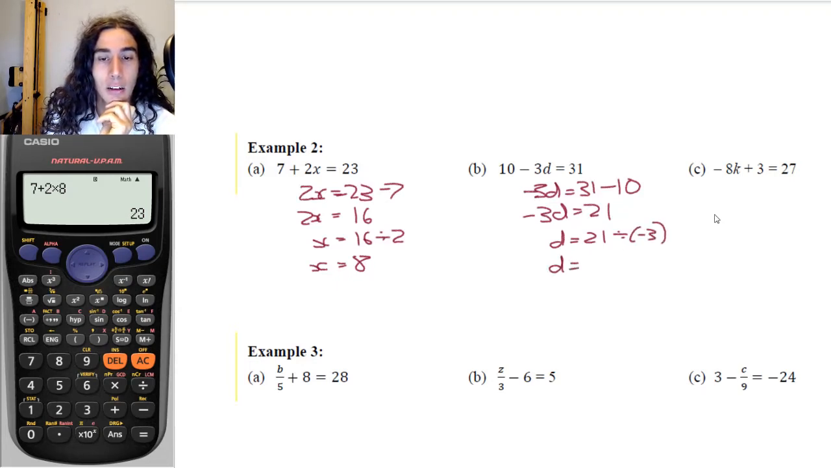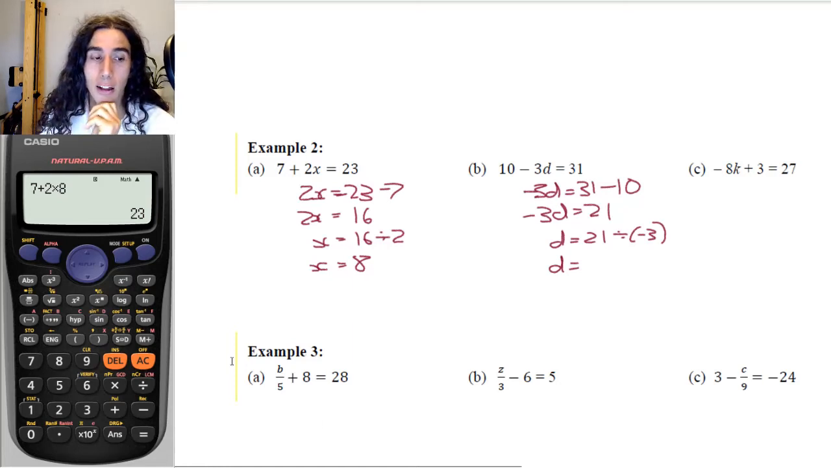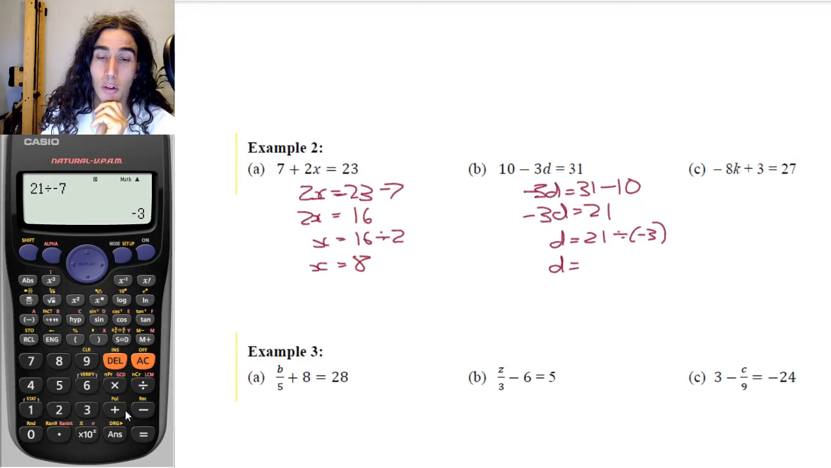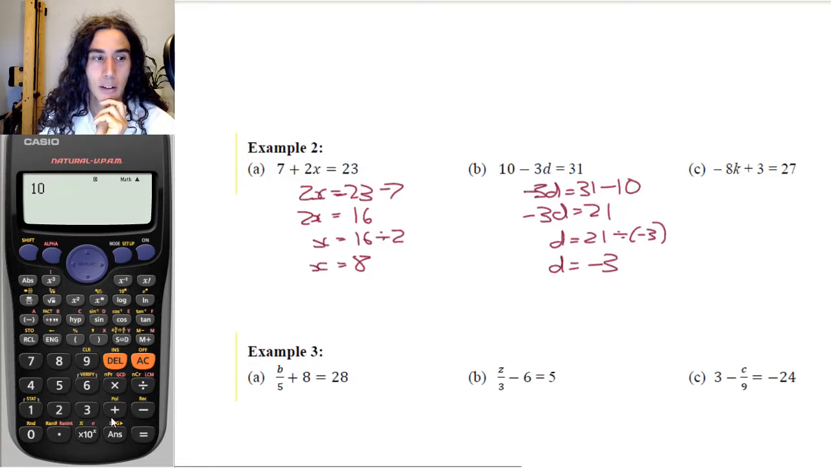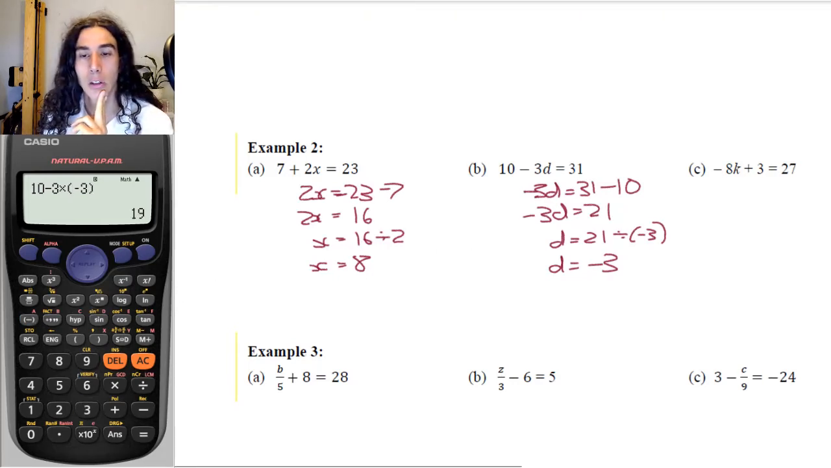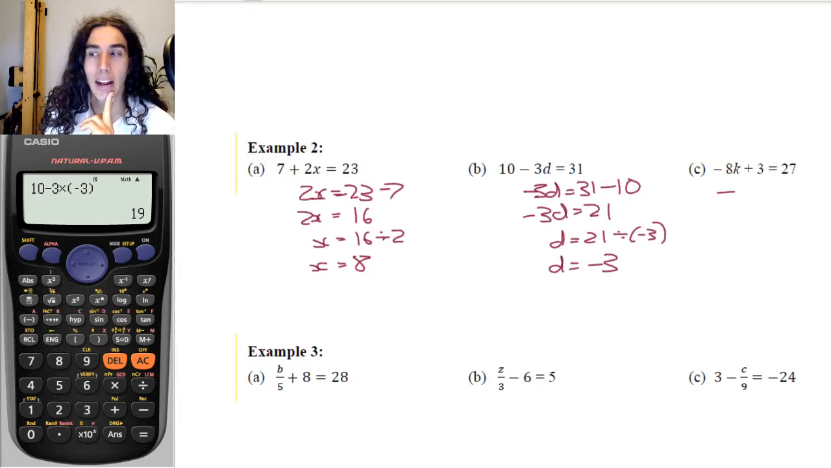And if you're not sure about that, you can use your calculator. 21 divided by negative 7 would be minus 3. And then you can always check with the calculator. 10 take away 3 times minus 3, 19. And so on. So we get quicker at this over time.